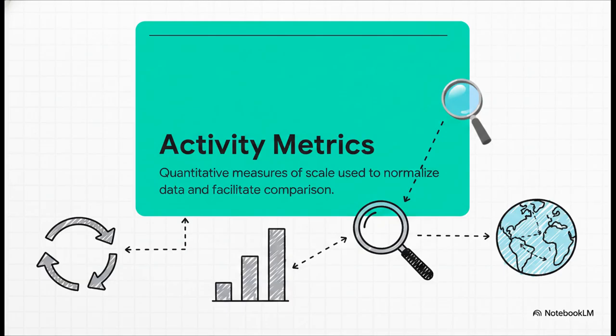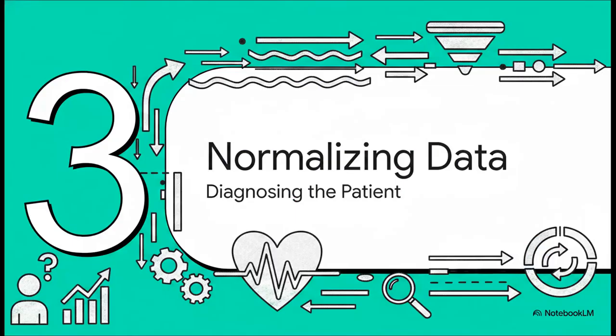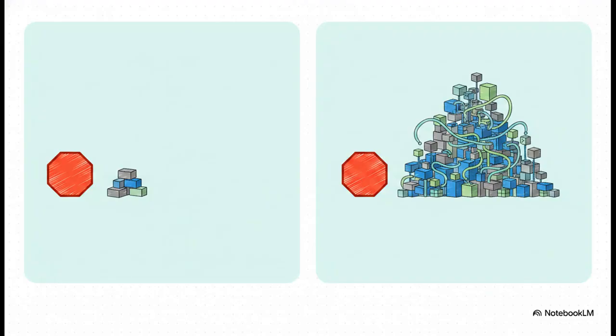Look, these activity metrics aren't just trivia. They are quantitative measures of scale. They act as the lens through which literally every other piece of sustainability data has to be viewed. Let's move right into Section 3, normalizing the raw data, diagnosing the patient. So let's see how this pulse actually builds our diagnostic capability.